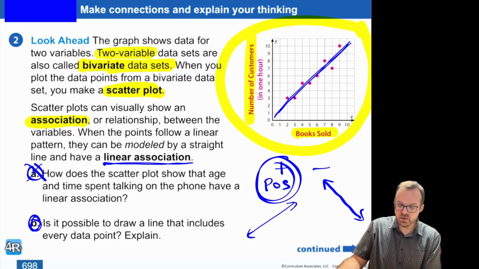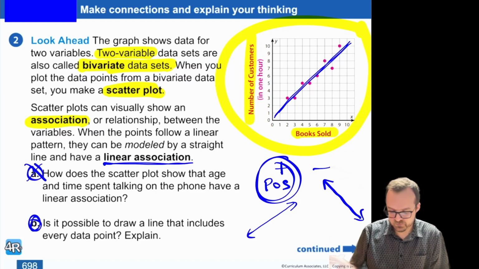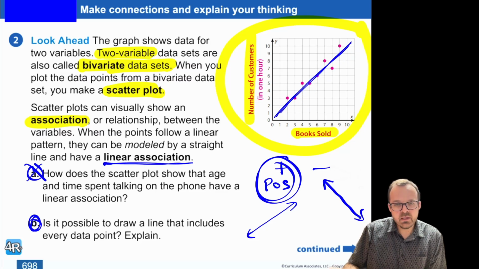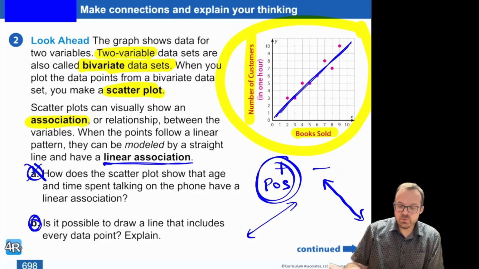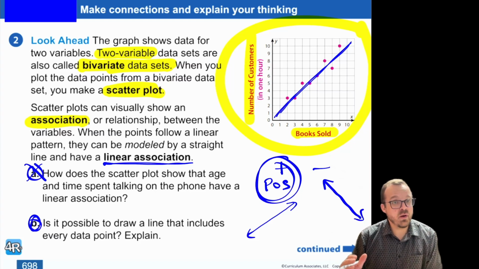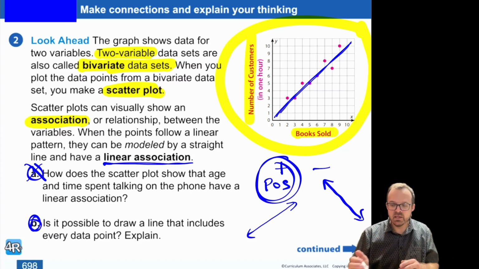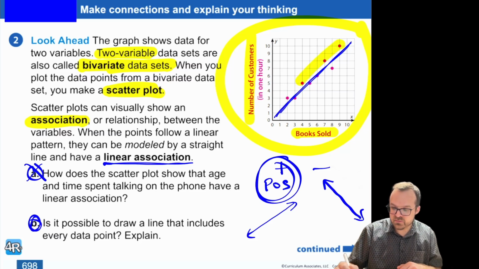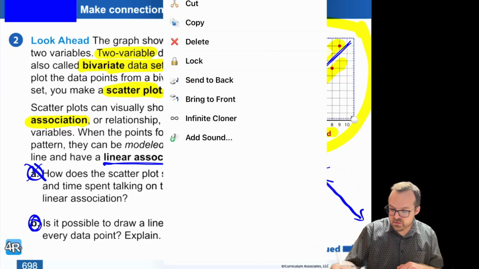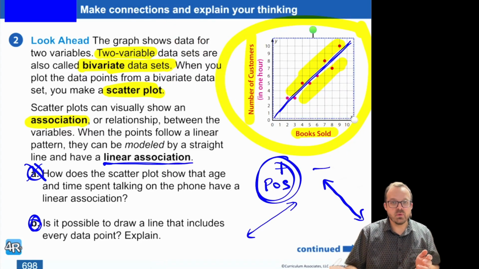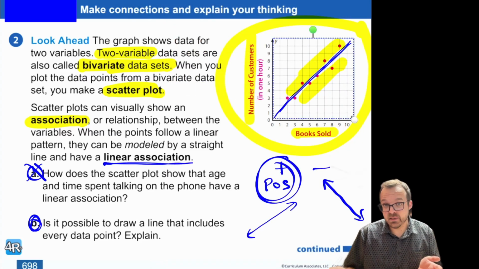Is it possible to draw a line that includes every data point? So we skipped a question there, but is it possible to draw a straight line that includes all of that? Well, the answer is no. We can't draw a straight line that includes all the points, but can we get that line to be as close as possible and to have about 50% of the dots above and 50% of the dots below? I think we could. Something around right there would be a great, what we call a trend line or line of best fit.